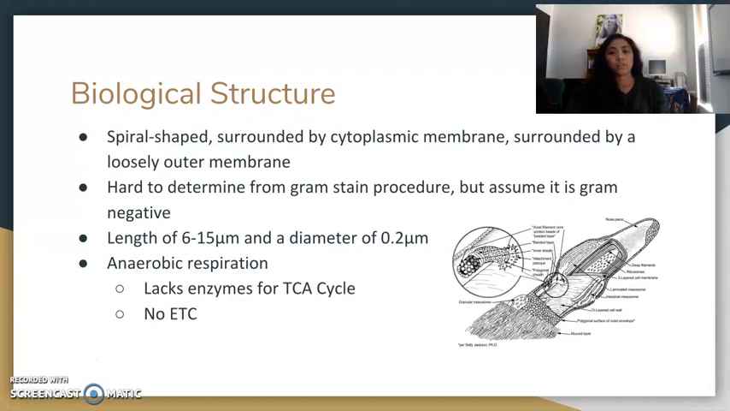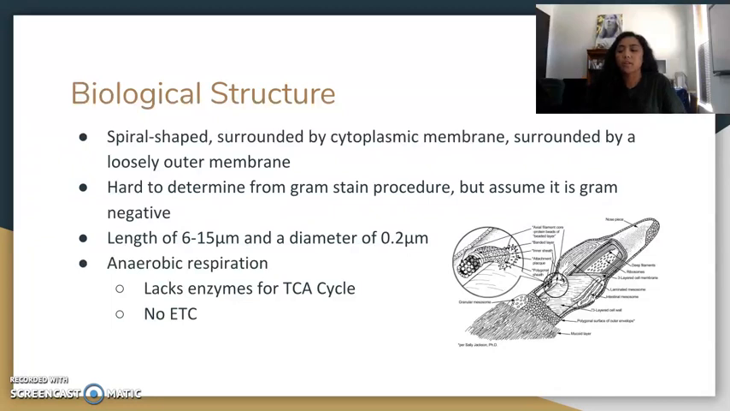So, biological structure. Syphilis is spiral shaped, surrounded by a cytoplasmic membrane, surrounded by a loose outer membrane. It's hard to determine from a gram stain procedure whether the bacteria is gram-negative or positive, but since it's a spirochete, we assume that it's gram-negative. The length of syphilis is 6 to 15 nanometers with a diameter of 0.2 nanometers.